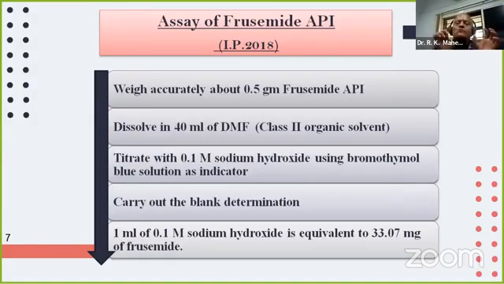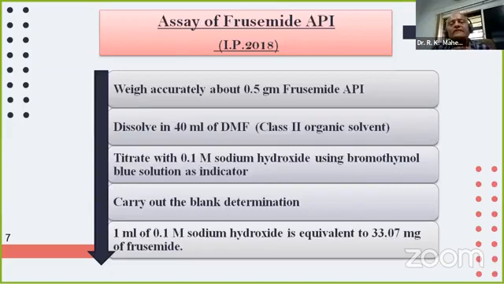So V1 minus x1. This much volume of NaOH solution has been required for your drug. Then, using the factor at the end of this slide, 1 ml of 0.1 molar NaOH is equivalent to 33.07 milligram of furosemide. Using this pharmacopoeia factor, you can find out the percent purity of your API. So what is happening here?